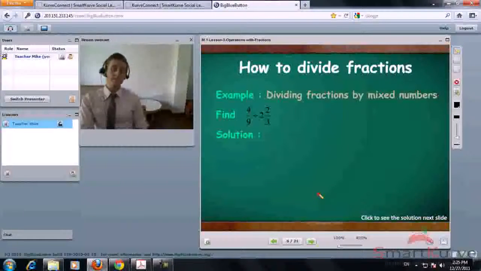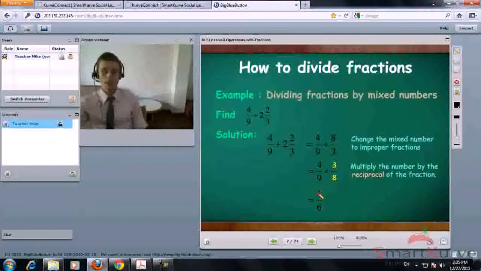Dividing fractions by mixed numbers. Change the mixed number to an improper fraction. 4/9 divided by 3 times 2 is 6, plus 2, 8/3. Multiply the number by the reciprocal of the fraction. 4/9 times 3/8. 4 times 3, 9 times 8. Both of these can reduce. This 3 becomes a 1, the 9 becomes a 3, the 4 becomes a 1, the 8 becomes a 2. 1 times 1 is 1, 3 times 2 is 6, 1/6.